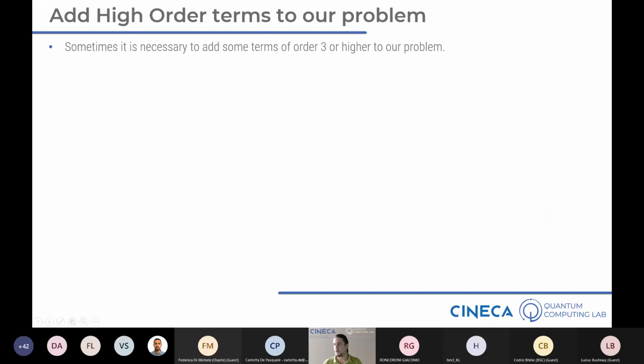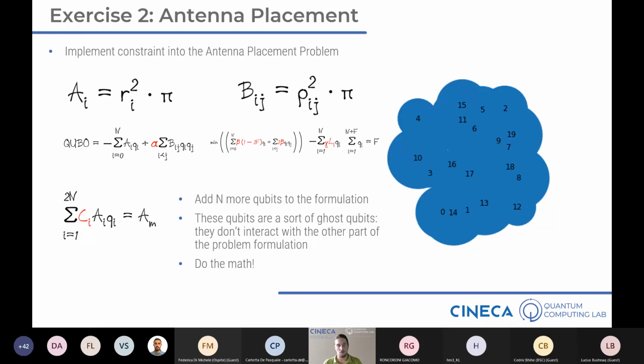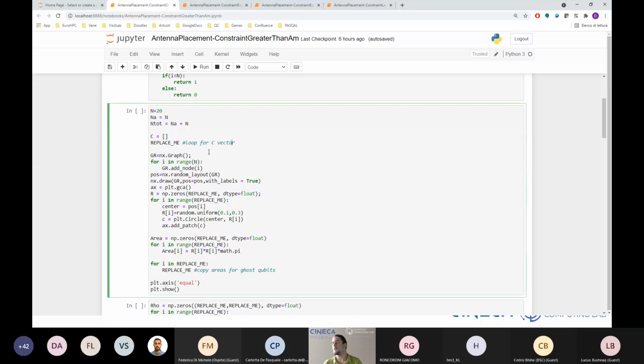So I was saying, we were here, sorry. Okay, we have to write the loop to create the C vector. So remember, the C vector is a vector that has +1 for the first n qubits and -1 for the last n qubits. So here we have to replace with the right dimensions.